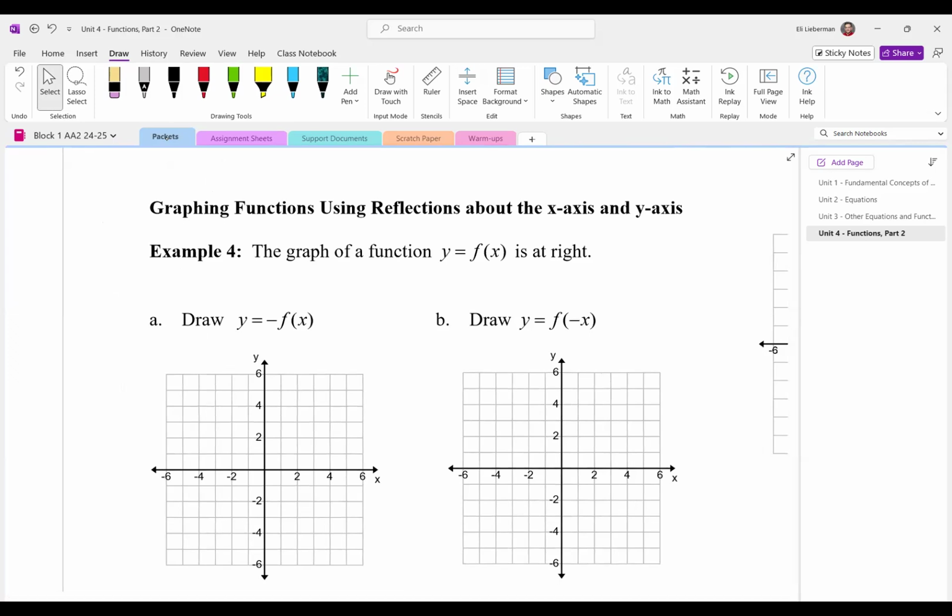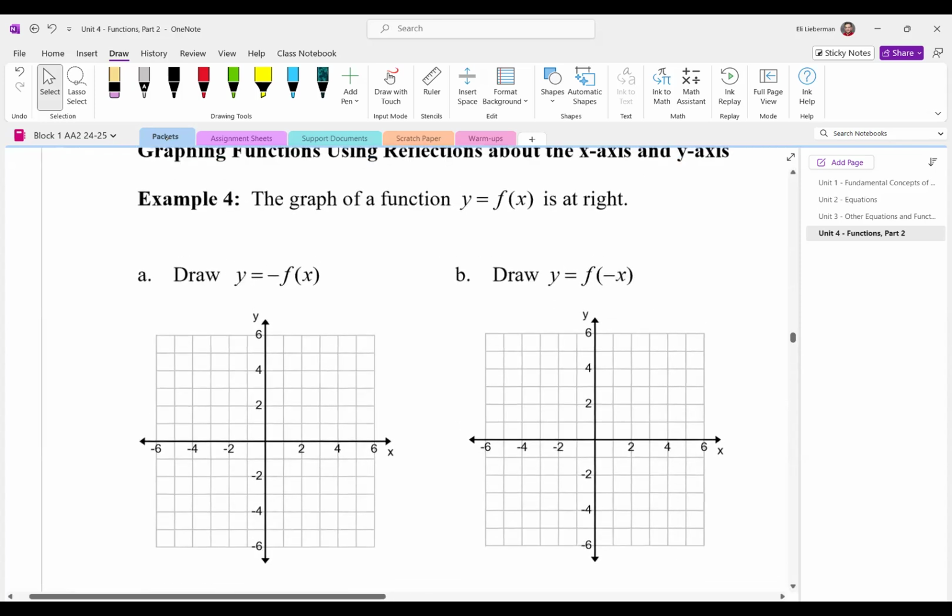Graphing functions using reflections about the X and Y axis. Have we talked about reflections about the X and Y axis? Oh, we talked about symmetry with respect to X and Y axis, didn't we? Okay, so these are related. In this case, notice that this negative, is that inside the function or outside the function? It's outside the function, which means it's going to affect the Y values.